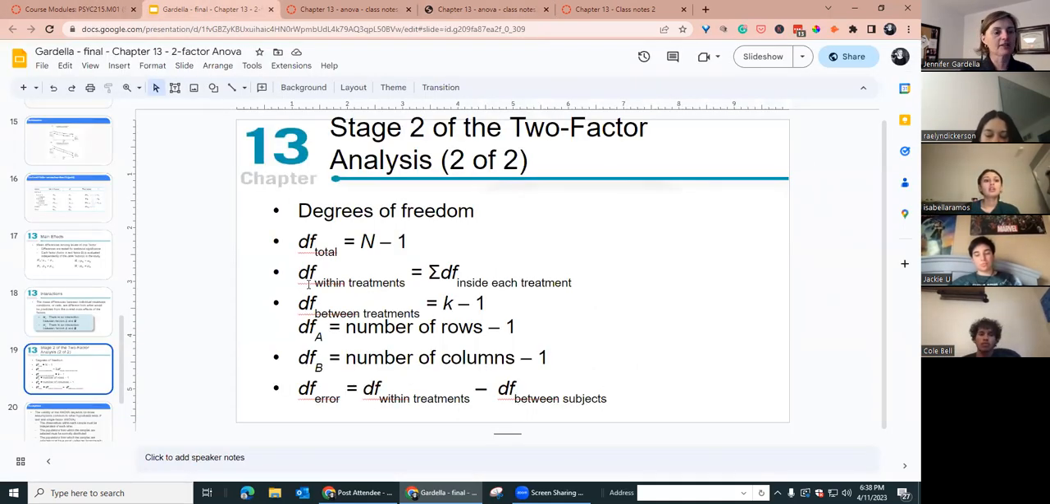Then you have degrees of freedom within treatment. Between treatment, A, B, C. Yep. So this is your error term. Within is always your error term. Degrees of freedom A is number of rows minus 1. Degrees of freedom B, number of columns minus 1. And degrees of freedom for the error term is degrees of freedom within minus degrees of freedom between subjects.